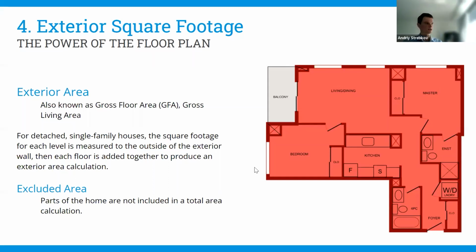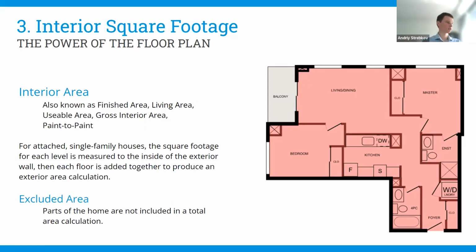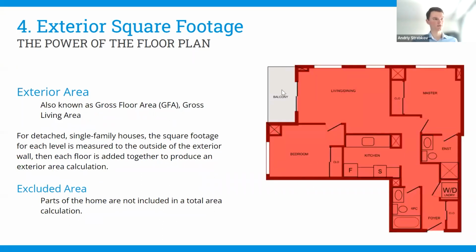This exterior square footage is also called gross floor area, gross living area, and it's measured to the outside of the exterior wall. We can see that the interior square footage is called finished area, living area, usable area, and gross interior area, paint to paint. It's something you use for attached properties like half duplexes, condos, or townhouses. And you can see that you do not include the wall in the calculation. The area covered in red is included. The walls indicated in black are not included, unlike with exterior square footage. As you can see, with exterior, you include the exterior wall.